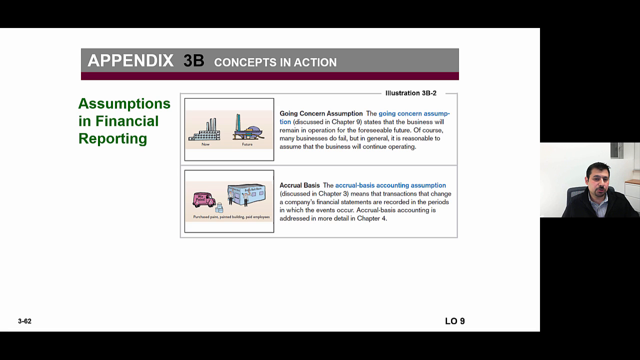There's also the going concern assumption, and this is where the general assumption is that the company will remain in business for the foreseeable future. You don't expect it to go bankrupt anytime soon. And we talked also about accrual basis accounting. This is where revenues are recognized when they are earned, and expenses are recognized when they are incurred. And we said that under US GAAP, companies are required to use the accrual basis of accounting.